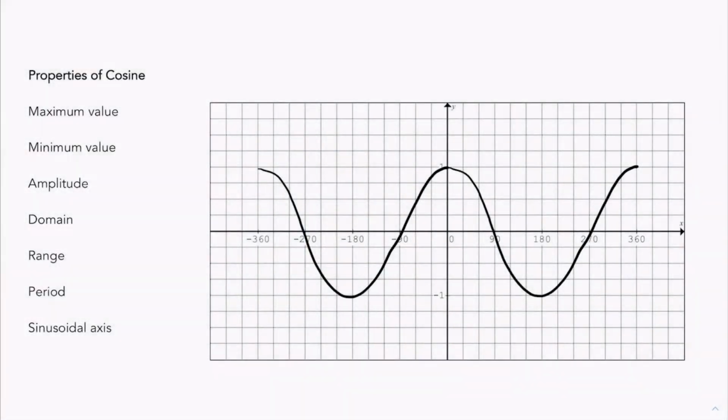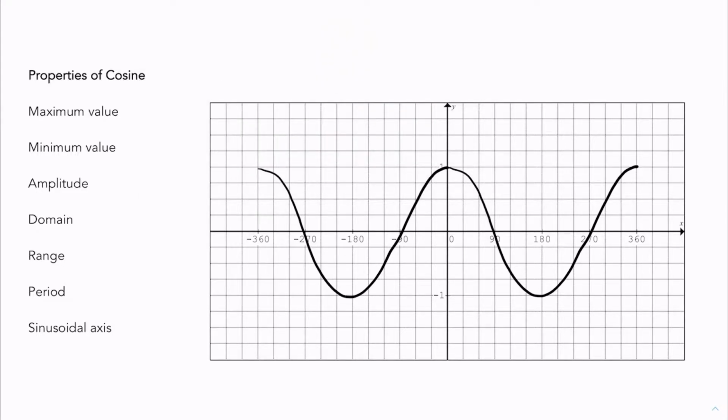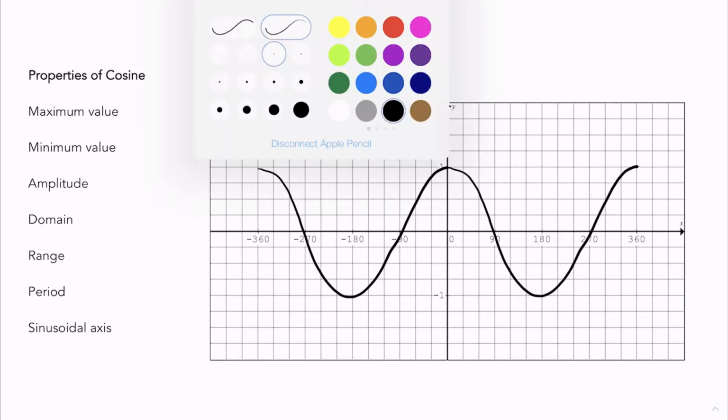Okay, looking at the cosine graph and some properties of it, you will notice that there's a lot of overlap between this graph and sine. Actually, pretty much everything is the same. So the maximum value is the highest point, which in this case, I'll use red for that.